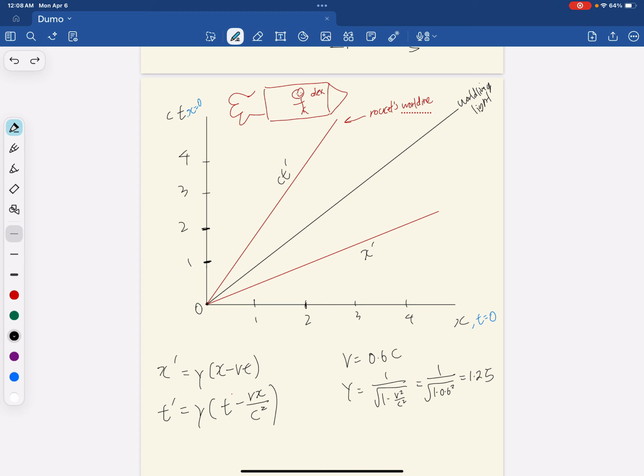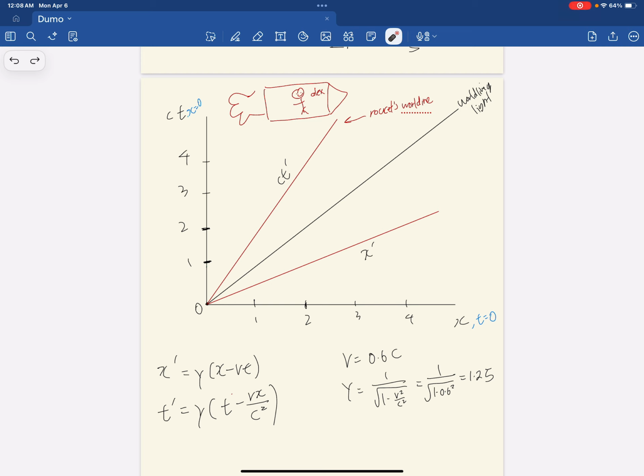Let's say Alex's rocket is traveling at 0.6 times the speed of light. And we'll calculate the gamma constant. This is the equation you need for the gamma constant. It's in your formula booklet. When you sub v equals 0.6 c in, you get gamma constant equals 1.25.